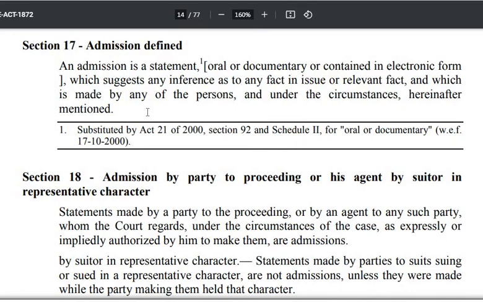17 अपने आप में कंप्लीट नहीं है। अगर 17 आप ध्यान से पढ़ो, it is saying an admission is a statement, oral or documentary, or contained in electronic form, which suggests any inference as to any fact in issue or relevant fact, and which is made by any of the persons and under the circumstances hereinafter mentioned. So this section itself talking about the subsequent sections, and therefore section 17 is a declaratory provision. It does not completely define admission. One dimension of admission it is defining, no doubts. It is saying an admission is a statement.